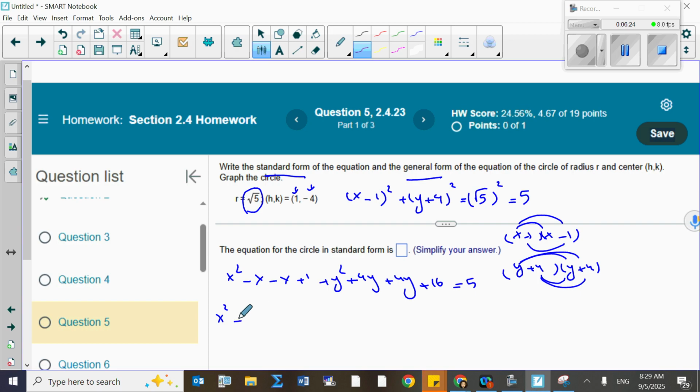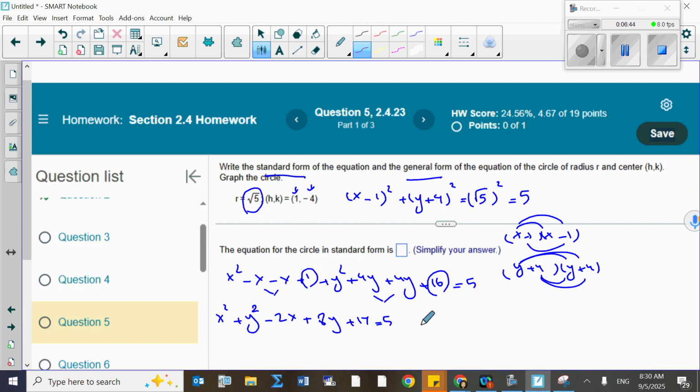Then I'm going to write the y squared because that's how the general form is. And then combine the x's together, -2x. Now combine these y's together, 8y, and combine these two numbers, which is 17 equal to 5.